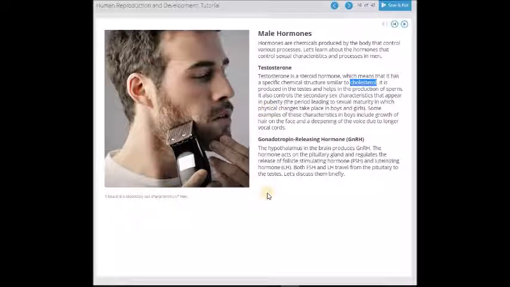Okay, another hormone is GnRH, or gonadotropin releasing hormone. The hypothalamus, which is in the brain, as you recall, produces GnRH. The hormone acts on the pituitary gland and regulates the release of something called FSH, which both males and females have, and LH, which both males and females have. When males release FSH and LH, it essentially starts to encourage the testes to produce sperm and then move the sperm through the tract, preparing for ejaculation. And it happens similarly in females in terms of producing the egg.